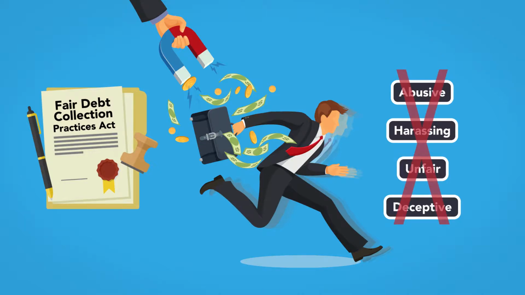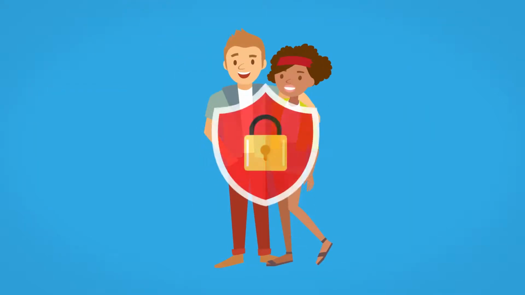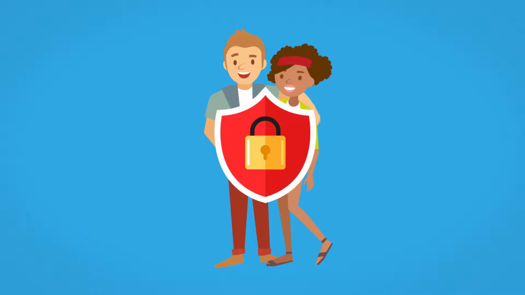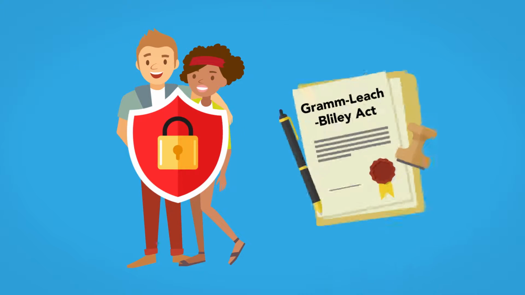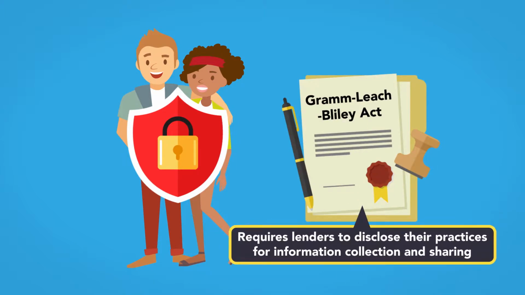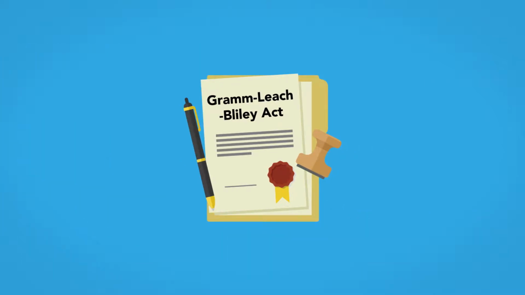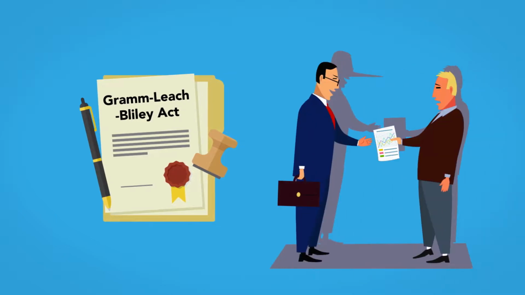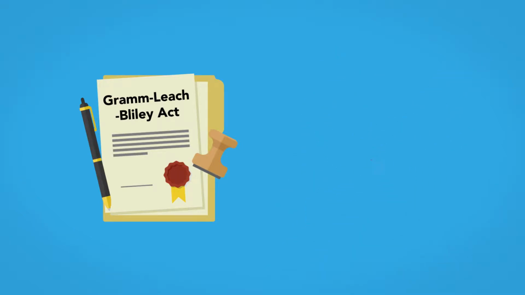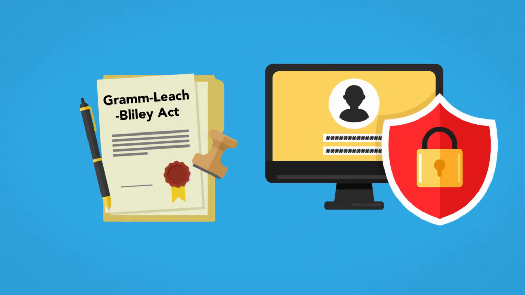Mortgage consumer privacy, the final federal law facet of consumer protection for mortgage borrowers, is guaranteed by the Gramm-Leach-Bliley Act, which requires lenders to disclose their practices for information collection and sharing and give borrowers the opportunity to limit disclosure. The Gramm-Leach-Bliley Act also prohibits fraud or use of false pretenses to obtain personal financial information and requires lenders to maintain their records under proper security measures.